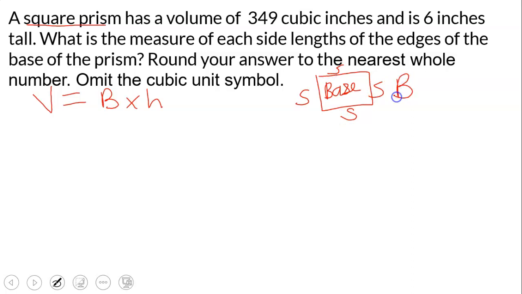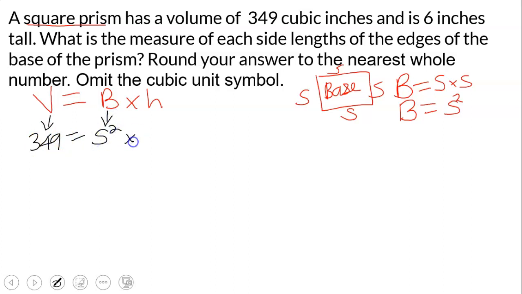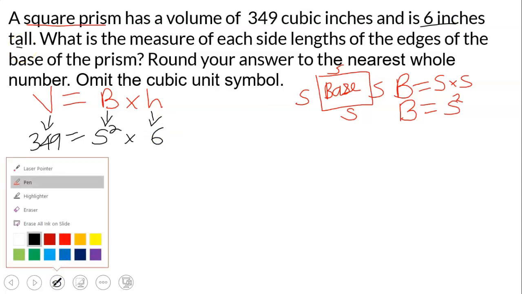So the area of this base, B, since it's like a rectangle, is side times side, length times width. The length and the width are the same, so side times side is side squared. So the area of a square is side squared. We need that. In our formula, we plug in the volume, 349. The base area is side squared. The height we are given, 6 inches tall, is 6. And now we do the algebra.